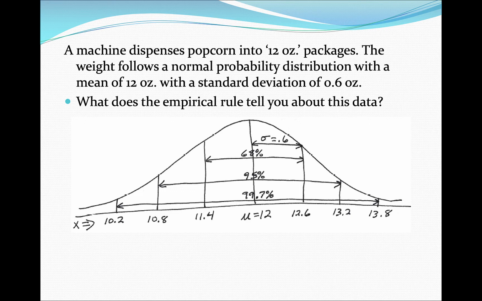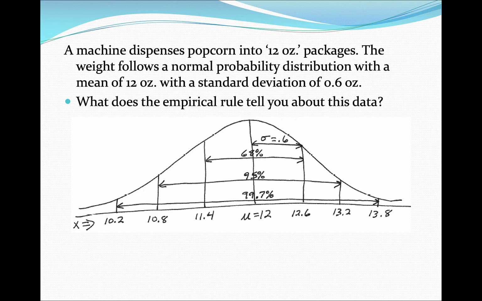Then we get 10.8. If we go to the right, we get 13.2. So that's 2 standard deviations below and above. So within that interval is 95% of your data. Again, that comes from the empirical rule. And then we can do the same thing with 3 standard deviations. You can see those farthest marks out there from 10.2 to 13.8. In this case, we would expect 99.7% of our data.